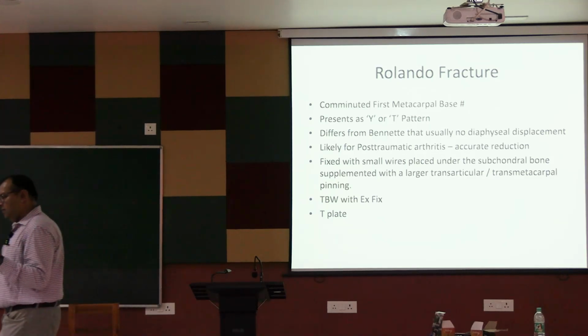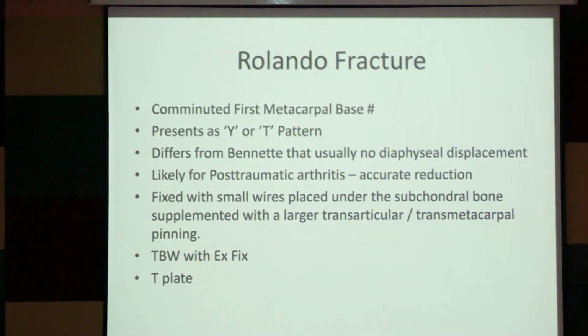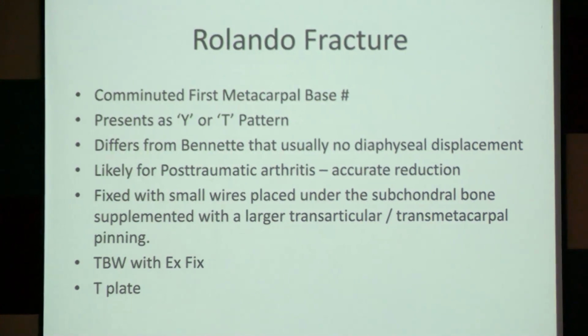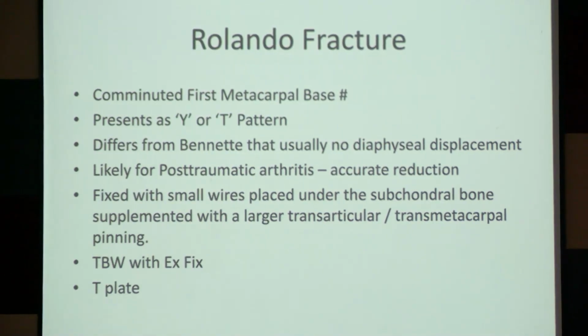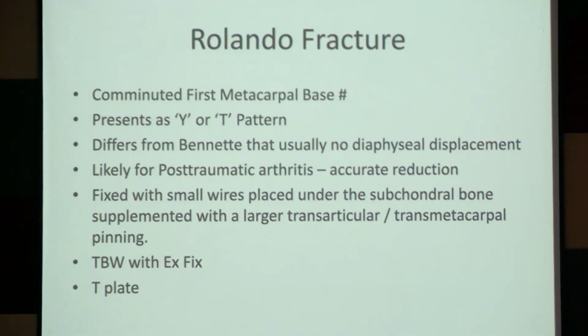It is another base of metacarpal, first metacarpal fracture. It's known as a Rolando fracture. So first we had Bennett, now we have Rolando. It is a comminuted first metacarpal base fracture. It presents as a Y or T pattern, and it differs from Bennett because there is no diaphyseal movement of the fragments, right? The management is similar.